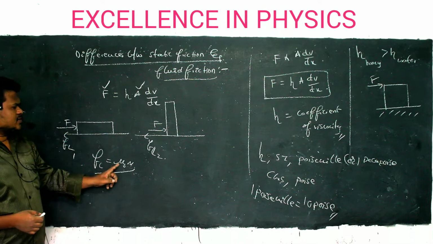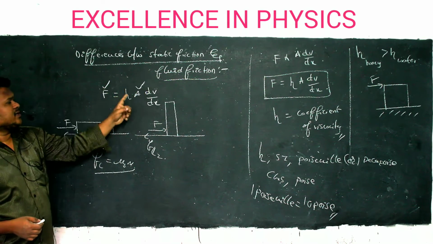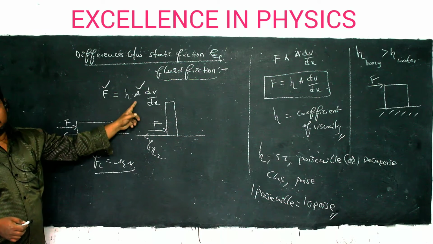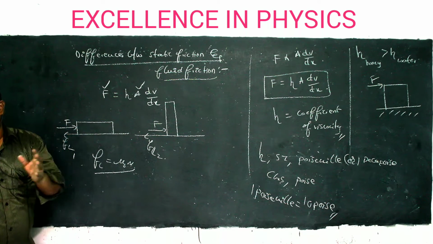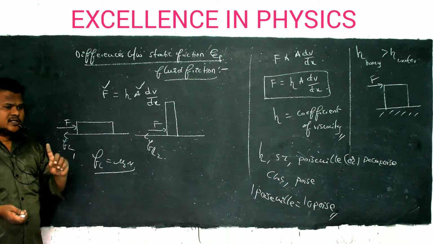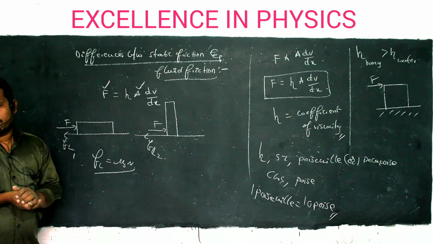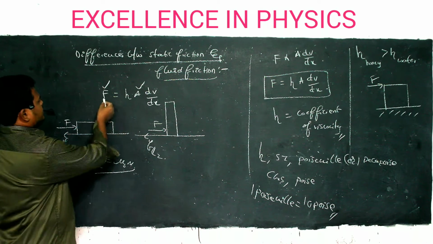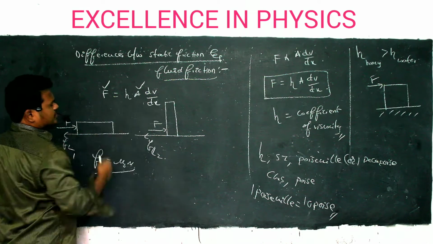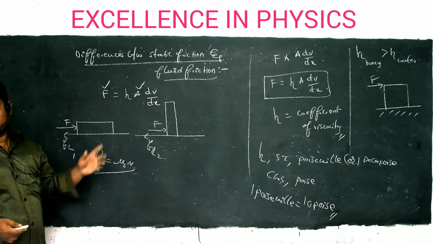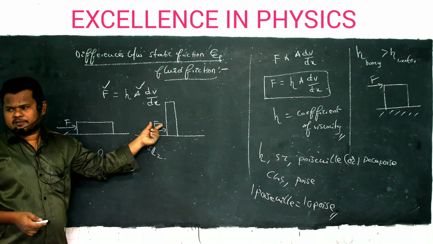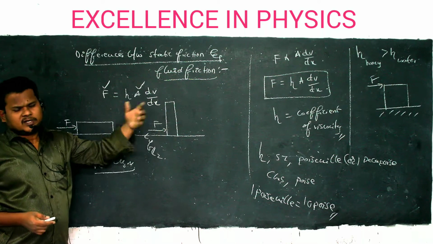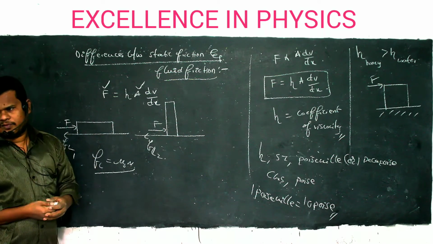That's all. So therefore, fluid friction depends on area of cross section or contact area of the liquids, but static friction does not depend on area of contact. This is one difference. Are you able to understand? Similarly, F is equal to eta A dV divided by dx in the case of liquids. What is meant by dV divided by dx? It depends on the relative velocity between the layers of liquids.